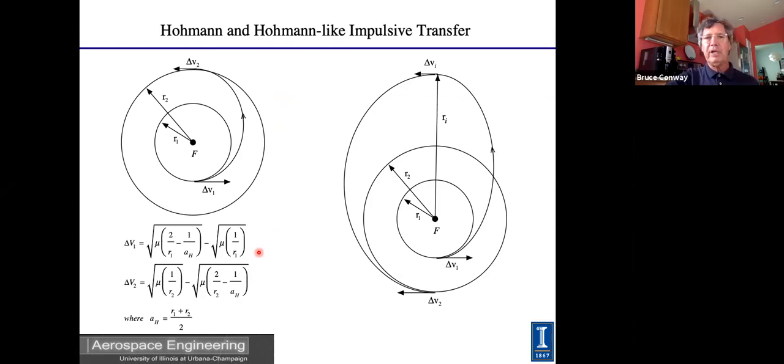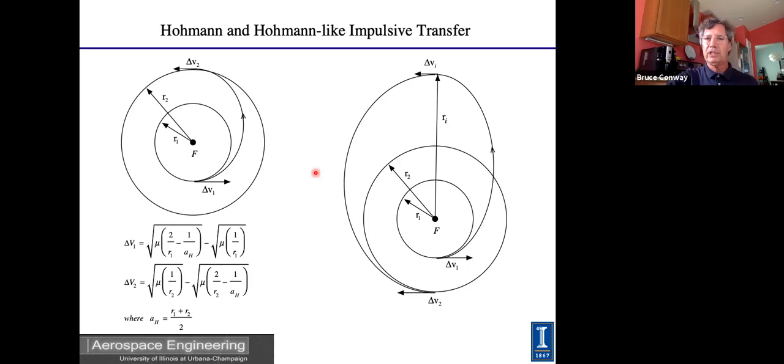Even if it's a three-dimensional case with inclination changes at each of the two burns, that's still very easy to solve. There's a vector triangle, and you have to find the third side using the cosine law. It's still very easy. What I call a Hohmann-like impulsive transfer is this one on the right-hand side. This actually has a name. This is called the bielliptic.